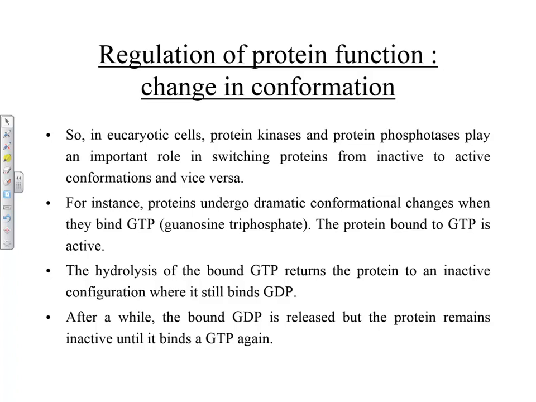Then what happens is it becomes hyperactive, but after some time, the GTP loses one phosphate group and becomes GDP, right? Then the protein becomes inactive. After some time, it gets rid of that GDP, and then it's still inactive. But when it is bound by GTP again, it's active again, right? So after a while, the bound GTP is hydrolyzed and the protein remains inactive until it binds GTP again. And there are lots of examples of proteins that are activated by GTP, right?